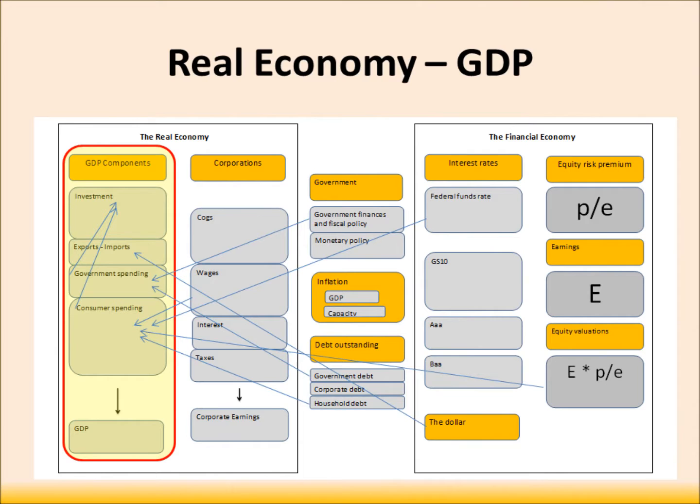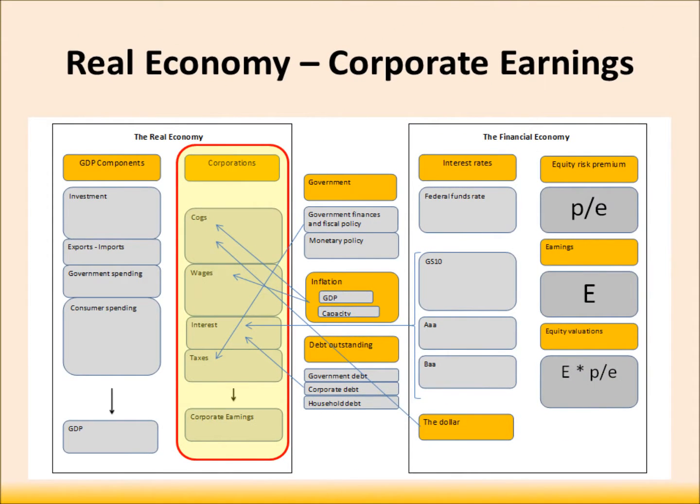So here's coming back to the real economy. Let's look at the things that impact GDP. You can see the arrows showing which items impact others. Let's start, for example, with consumer spending, which is impacted by wages, household debt, interest rates, and equity values. Government spending is impacted by government finances or debt levels and by government fiscal policy. You have investment, which is really driven by growth in consumer and government spending, and imports and exports are influenced by the dollar.